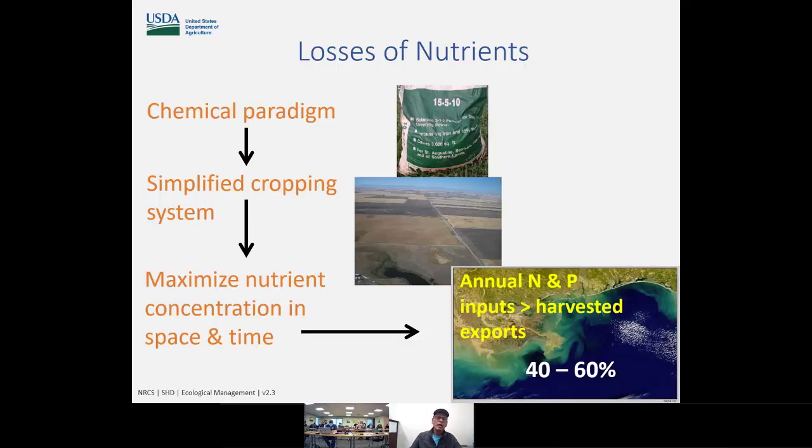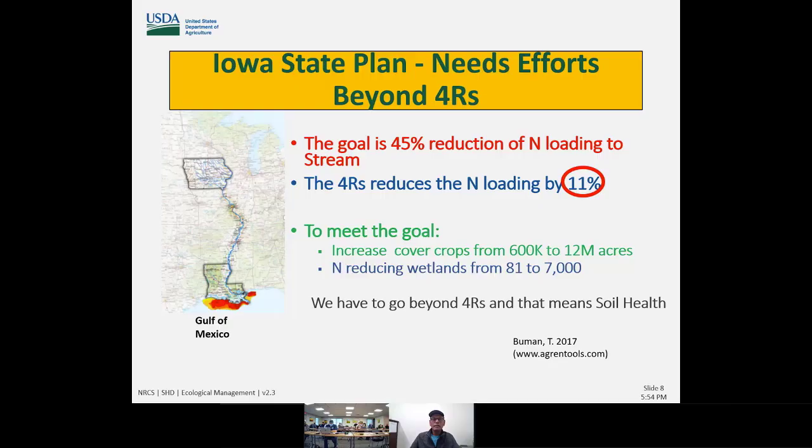They are using the simple cropping systems and maximize nutrient concentration in space and time, and it also shows that annual nitrogen and phosphorus application is much higher than harvested export by the crops. So in Iowa, here's an example you see. They quantify the effectiveness of the 4R strategy.